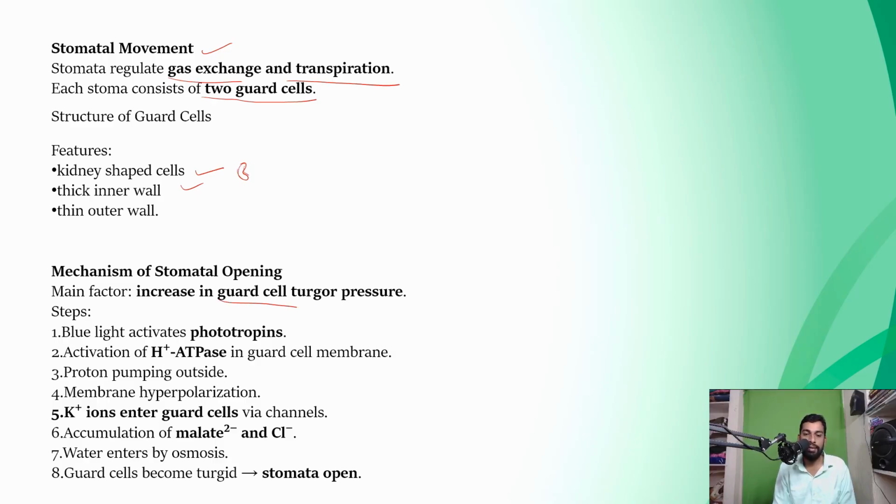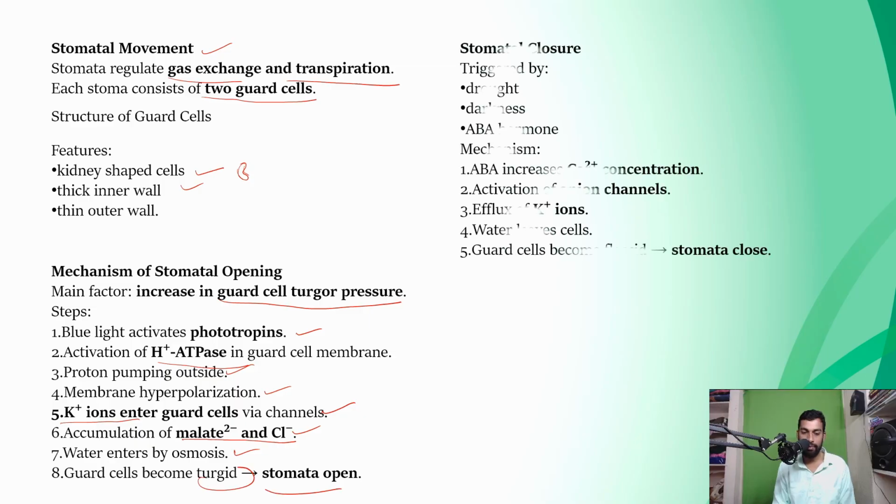Increases guard cell turgor pressure. Blue light activates phototropins. It also activates proton ATPase in guard cells. Proton pumping outside. Membrane hyperpolarization is happening now. Potassium ions enter into the guard cells. Accumulation of malate and chloride is happening now. Water enters by osmosis. Guard cells become turgid. Now the stomata is opened. We can also call it turgid.